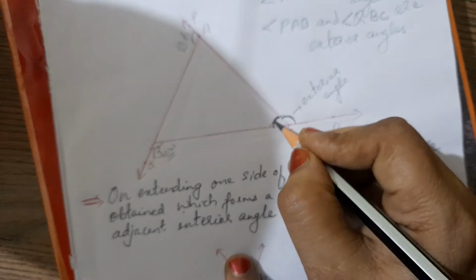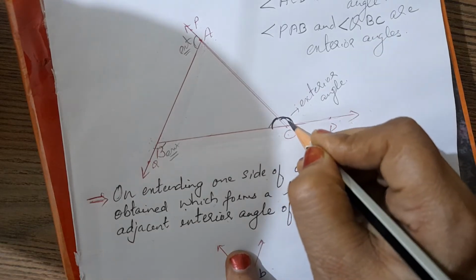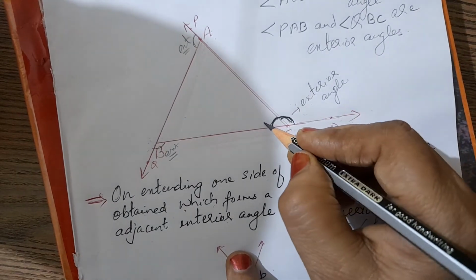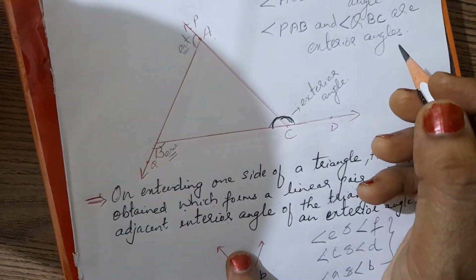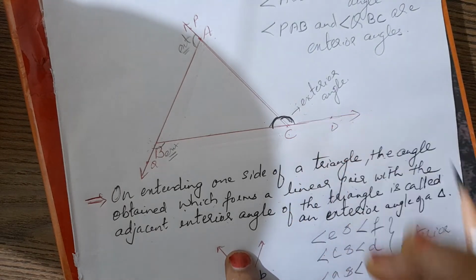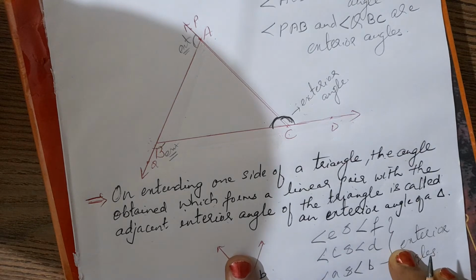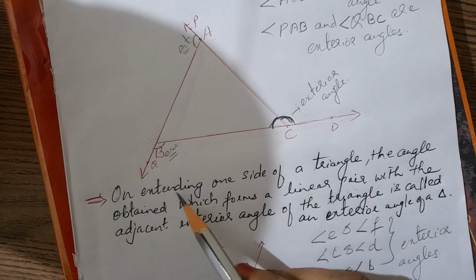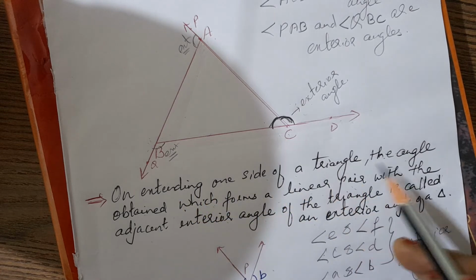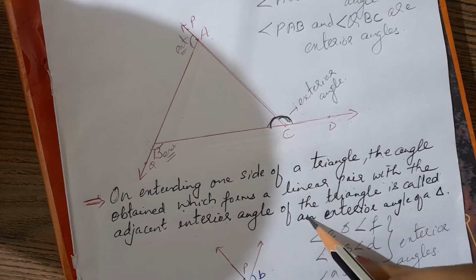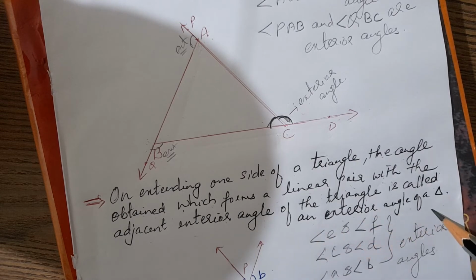So it is forming a linear pair. That means children, suppose this exterior angle is 110 degrees, then this will be 180 minus 110, that is 70, because you know that the sum of angles in a linear pair is 180 degrees. Okay? So this is the definition. On extending one side of a triangle, the angle obtained which forms a linear pair with the adjacent interior angle of the triangle is called an exterior angle of a triangle.